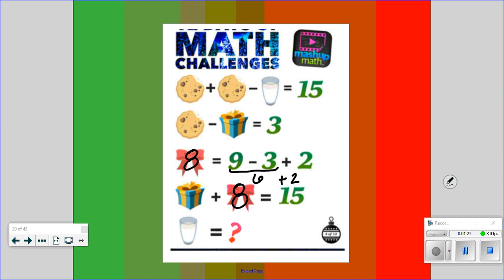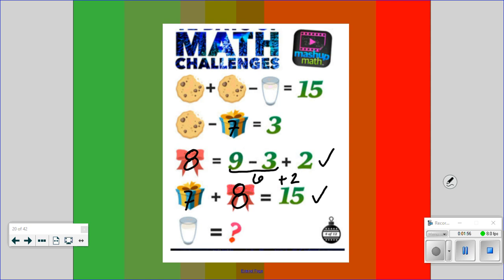Which equation am I going to start trying to solve now? We've done the third one. We figured out bow. Bladen? The fourth one, present plus 8 equals 15. 7. So that means this present is 7. This present is 7 too.